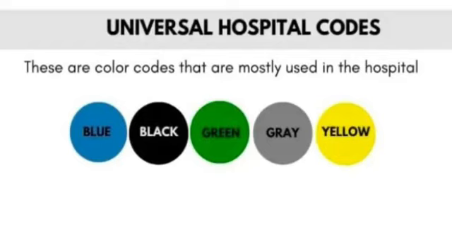There are mainly five universal codes commonly used in hospitals: blue, black, green, gray, and yellow. These five codes are color-wise codes used in hospitals for different emergencies. If you have different emergencies, we use different codes. We will explain the codes one by one, so don't skip the video. At the end, there are some signs for these codes which are important for you in hospital as well. You should know two things: the colors and the names of the codes.